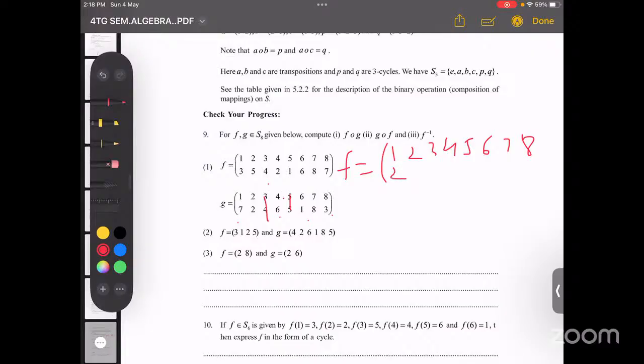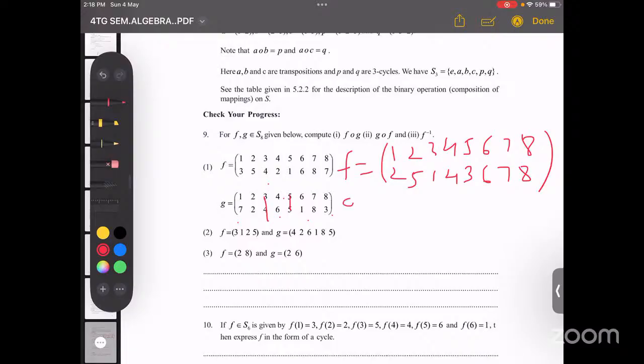2 is mapping to 5. 3 is mapping to 1. So here 1. So 4 is not there. Whenever it is not mentioned in the cycle, it means it is identical. Okay. 5 is mapping to 3. 6 is not there. So 6, 7, 8 are all identical. Identity permutations we have. Okay. So we got this as 2, 5, 1, 4, 3, 6, 7, 8.